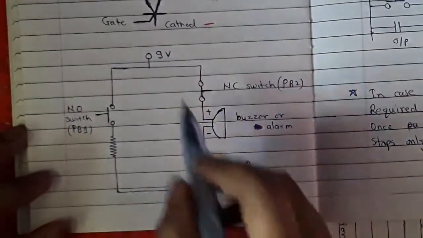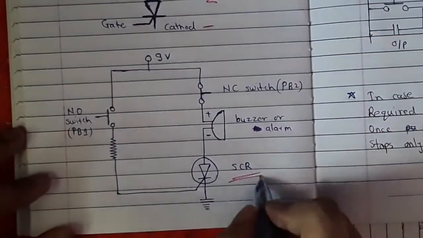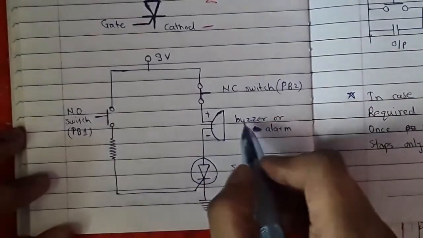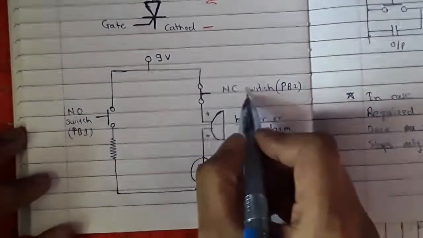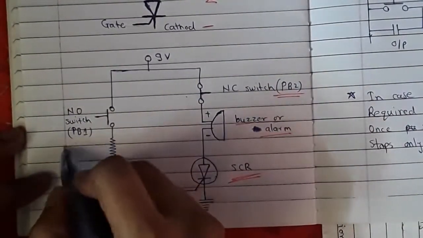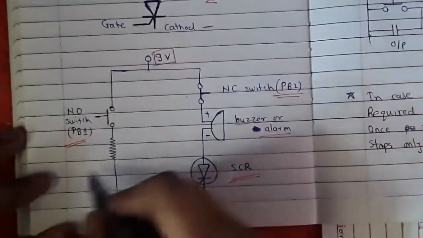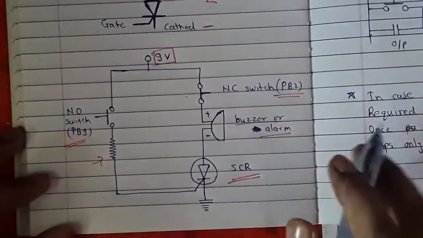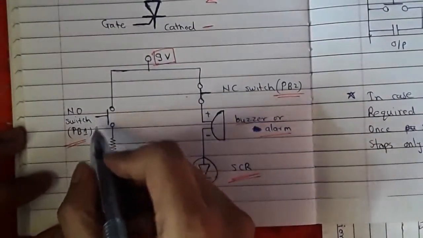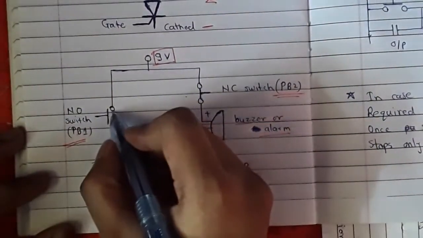Here friends, this is a circuit in which we have used SCR. This is a buzzer or alarm. This is a normally closed switch, PB2. This is a normally open switch, PB1, and this is a battery, 9-volt battery, and this is a resistor here. Here friends, when we press this push button 1, PB1, it reaches here.